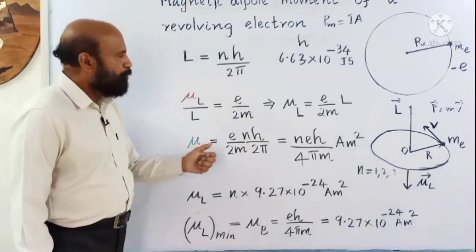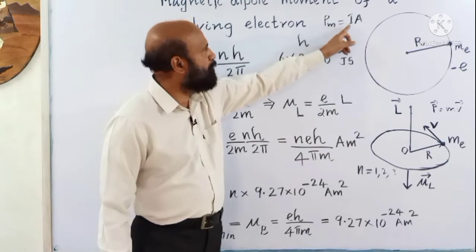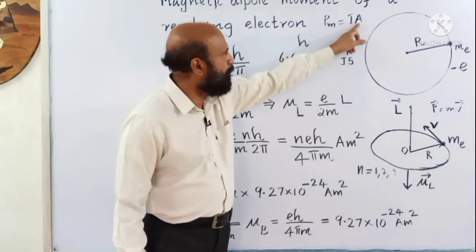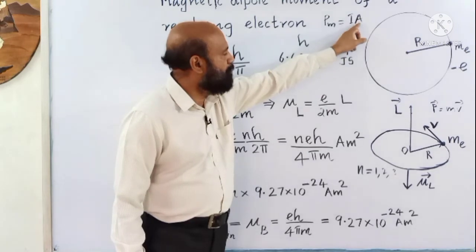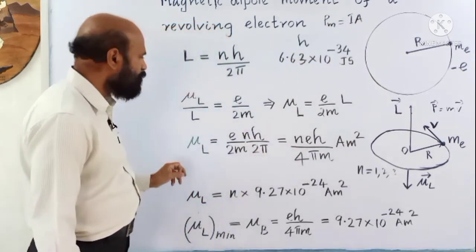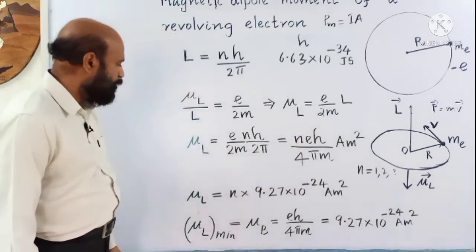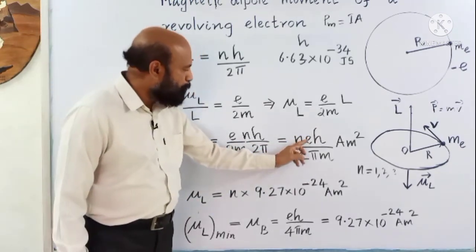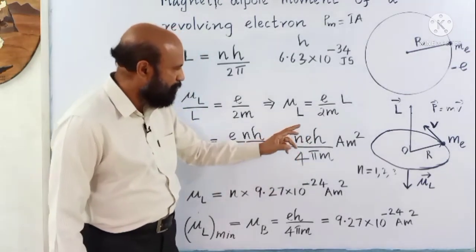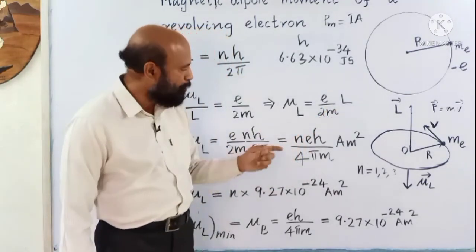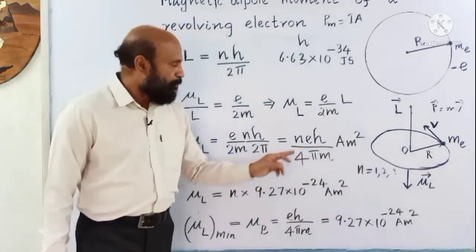Then magnetic moment unit is ampere meter square, because magnetic moment is current multiplied by area. Current ampere, area meter square. So mu L is n e h by 4 pi m. Now you can substitute all these values. n is the number of the orbit. When an electron is in the first orbit, n is 1, second orbit 2.